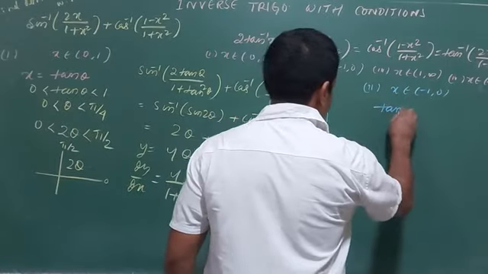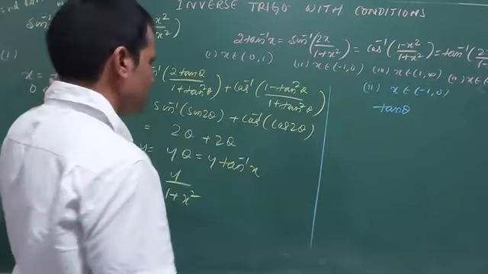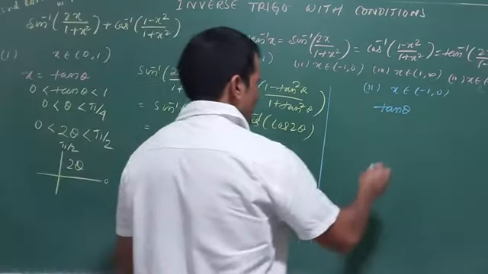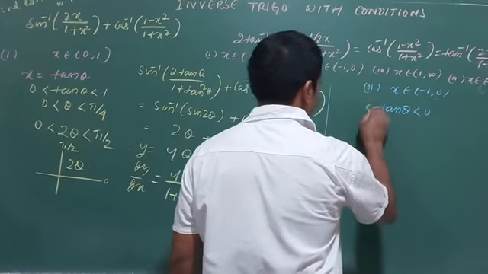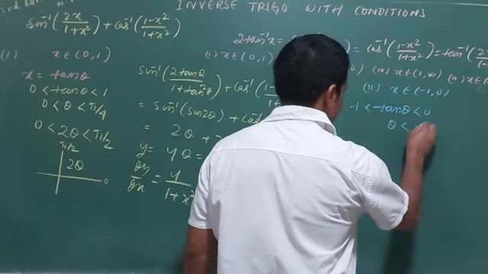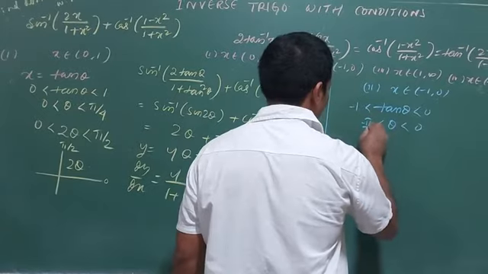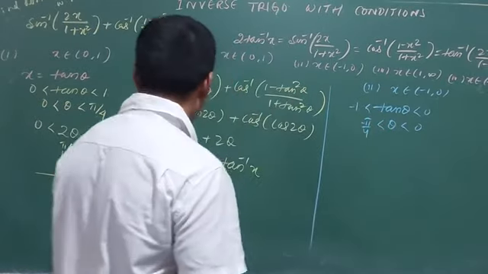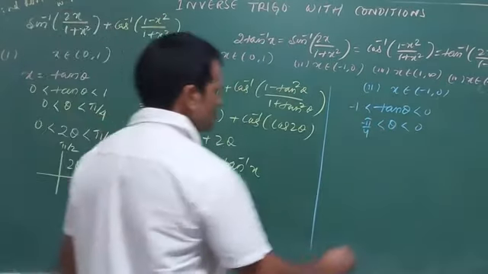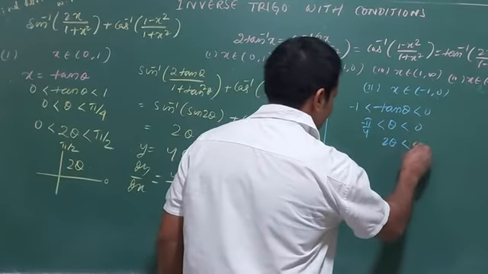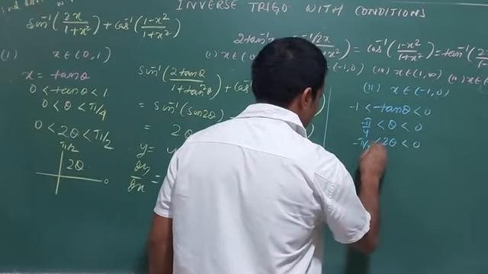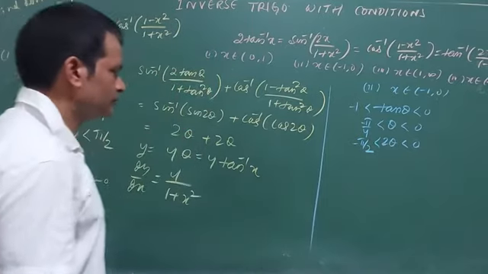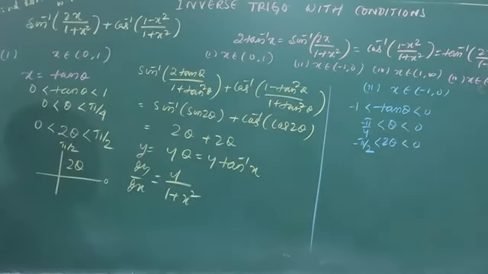So I have assumed x is tan theta, and the process will be the same. Tan theta is less than 0, greater than minus 1. Theta is less than 0, greater than minus pi by 4. In both the cases I will be getting 2 theta. So 2 theta is less than 0, greater than minus pi by 2. Alright?